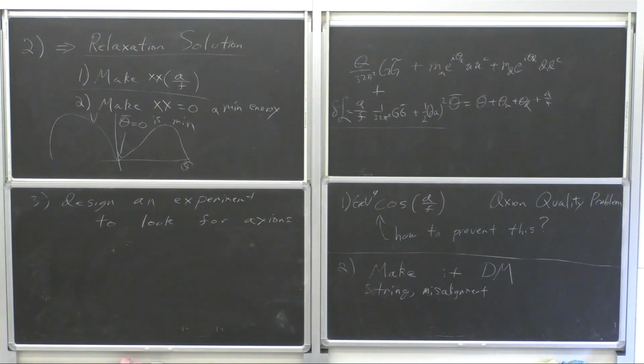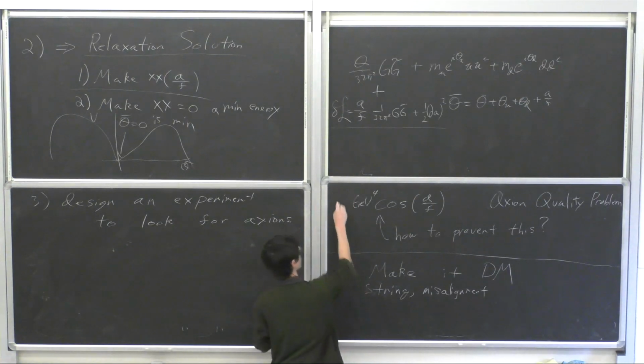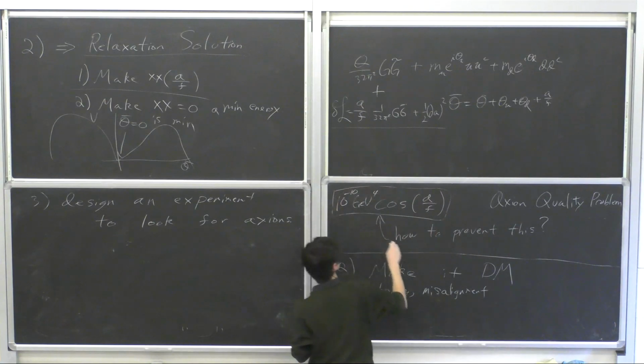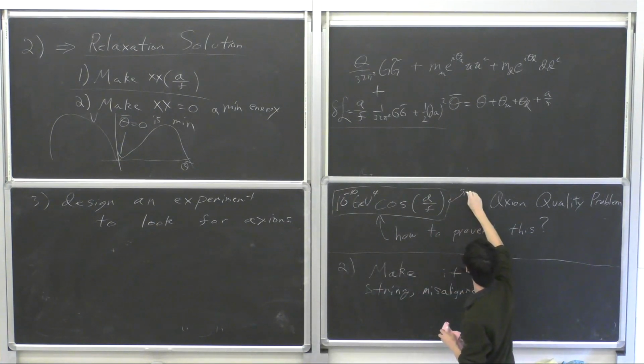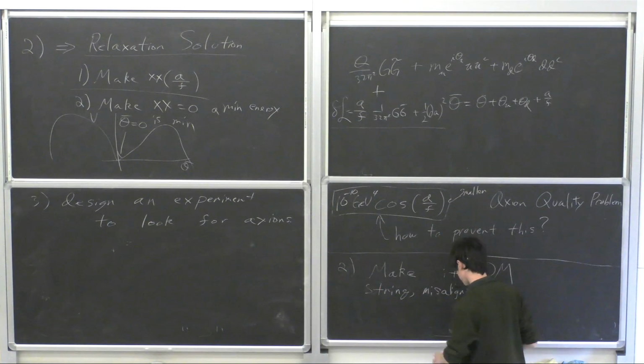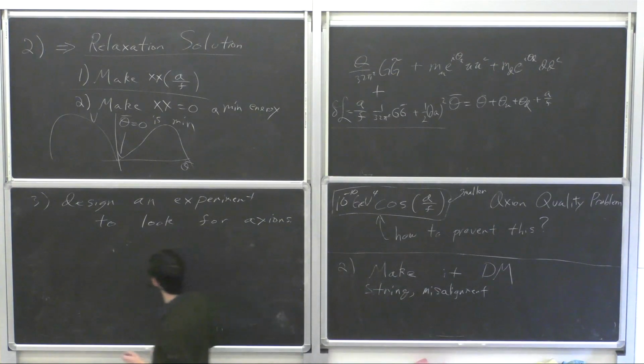Where did I put that? Oh, it could be anything. It could be m Planck to the fourth, whatever. I just chose a random number. And in fact, if you want it not to be a problem, it should be smaller than 10 to the minus 10. It should be smaller than this.